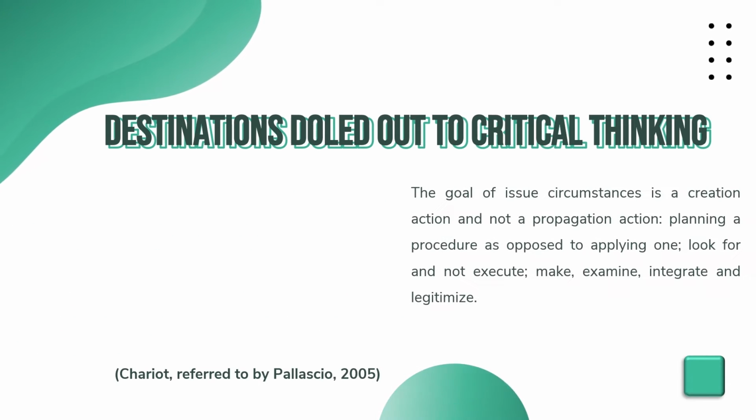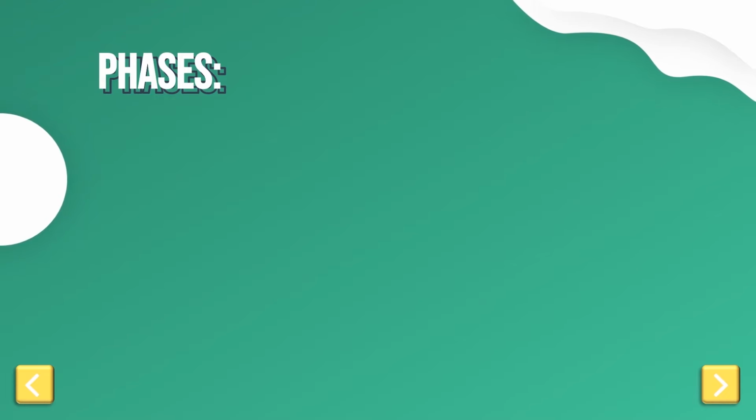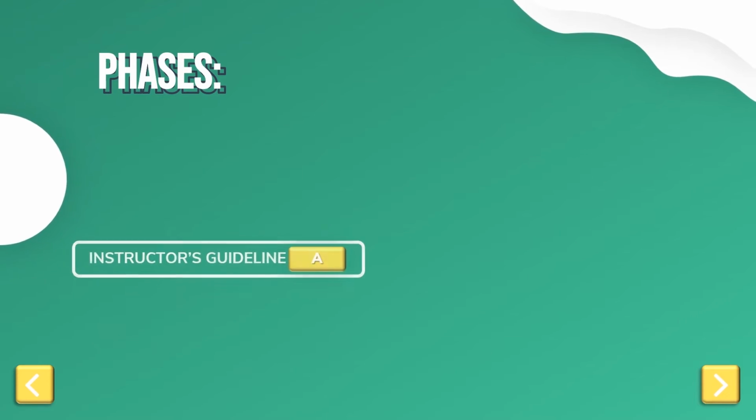The objective of problem situations is a creation activity, and not a reproduction activity, planning a procedure as opposed to applying one. Search and not execute, make, examine, integrate, and justify. The phases of this kind of cycle are as follows. Teacher's instructions, working conditions, explanation, anticipated product, cooperation, essential to the learning activity.